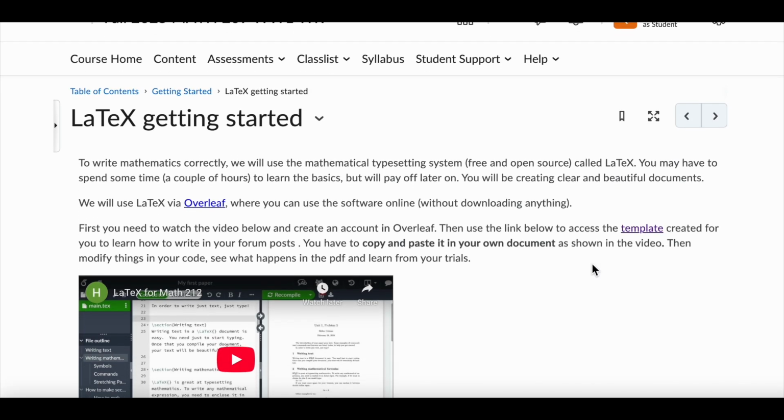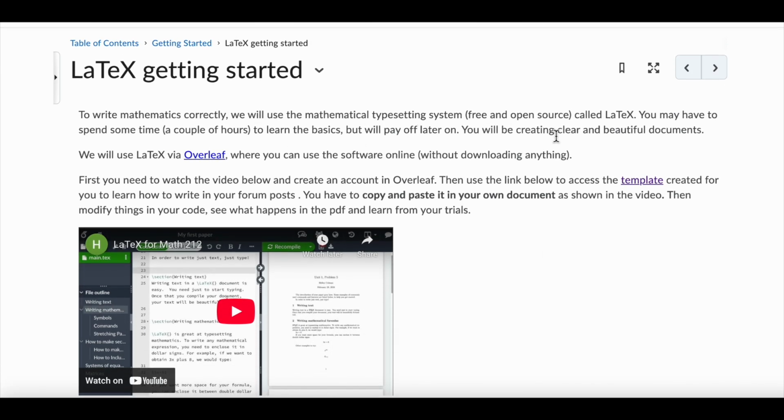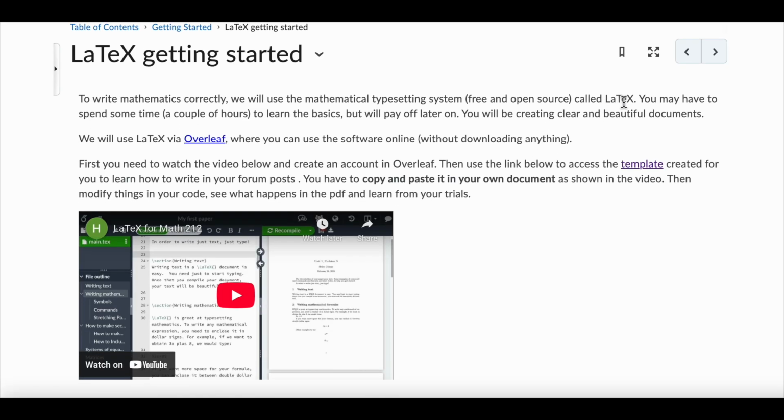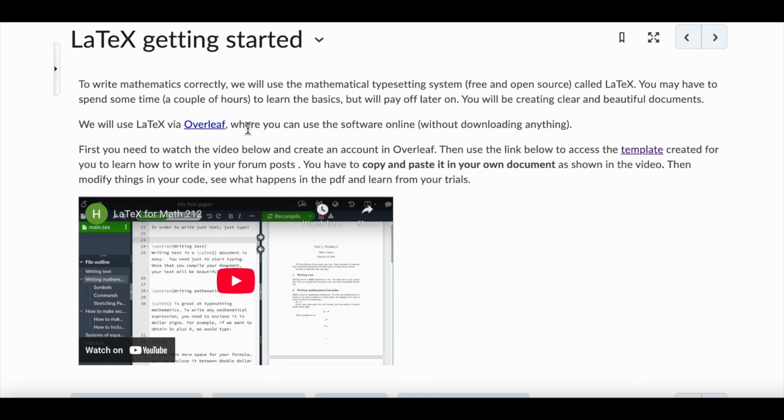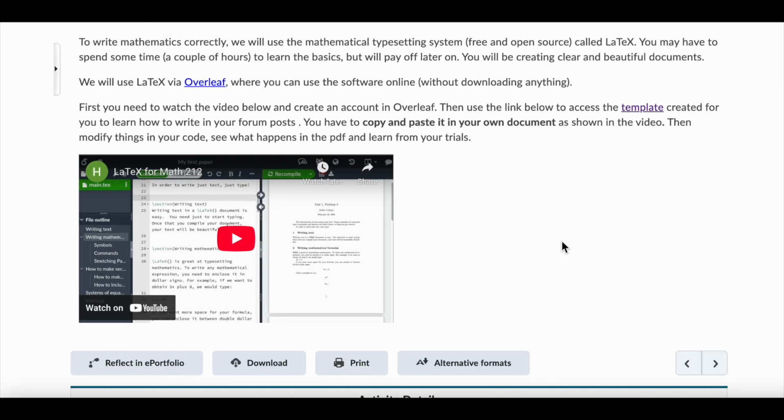So I'm going to click here. Here is the explanation of what this software is. The software is called LaTeX. If you like, you can download it and have LaTeX on your computer. If not, you can just use it online using this website, which is called Overleaf, where you can use LaTeX online without having to download anything.